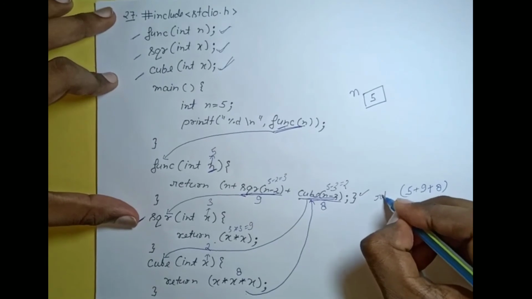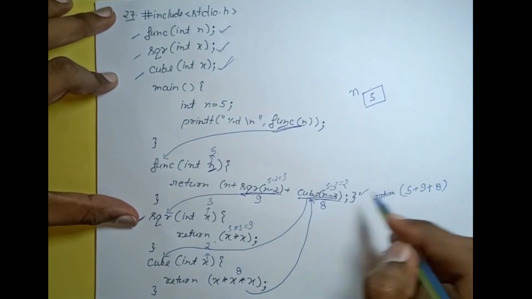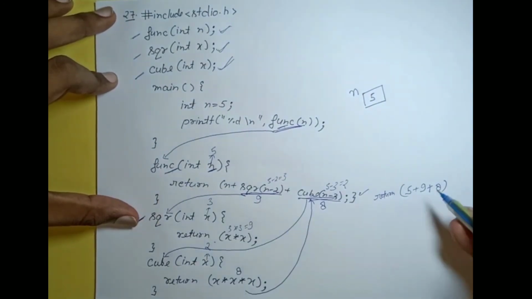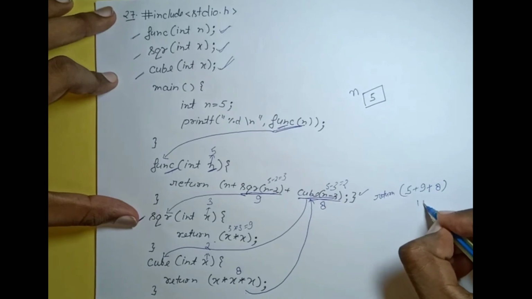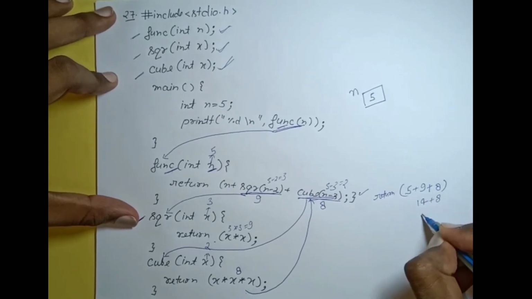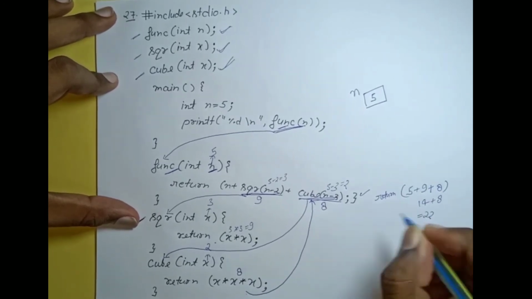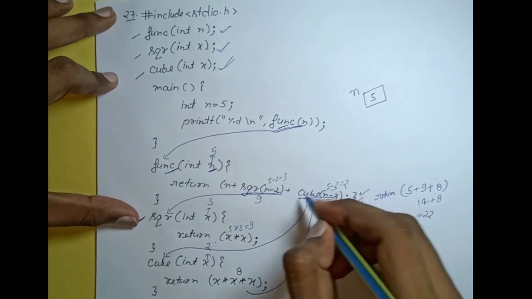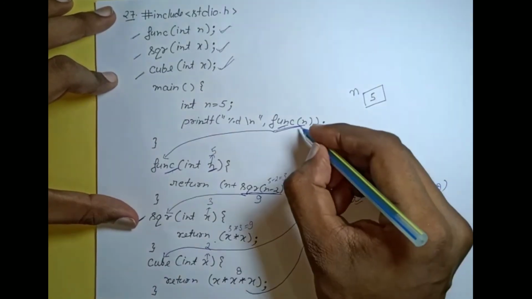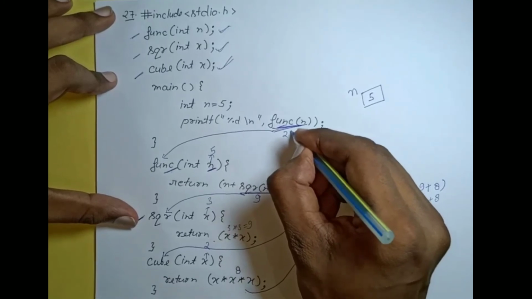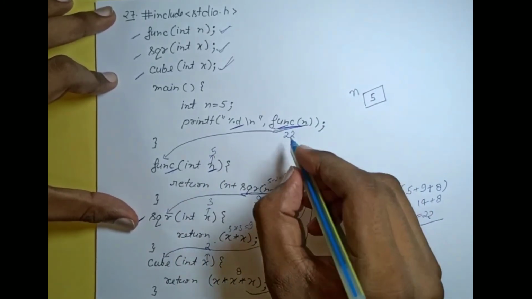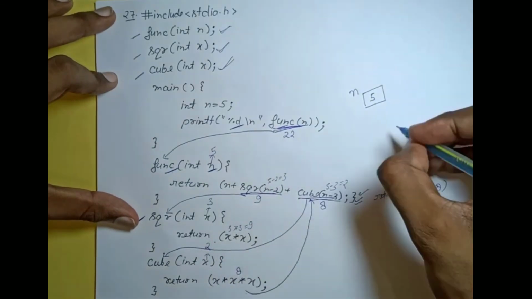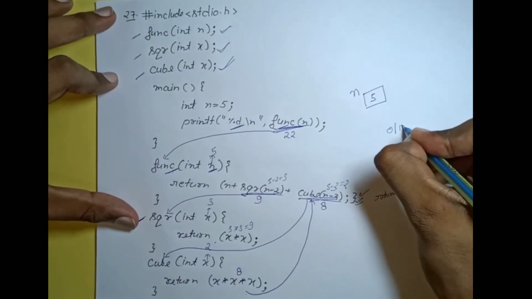And the return statement of the func function returns the value 5 plus 9 plus 8, which is equal to 14 plus 8, equal to 22. So by this function the value 22 is returned, and here we get 22. As we have a percentage d specified here, the printf function just prints the value 22. So the output of this question is none other than 22.